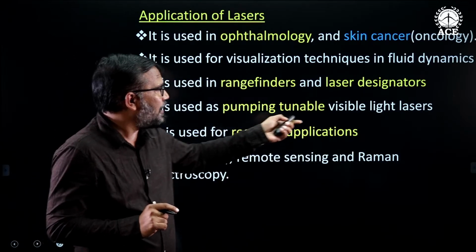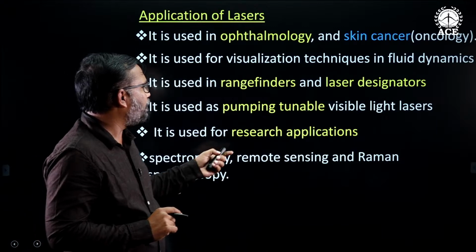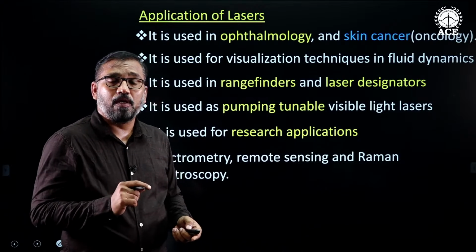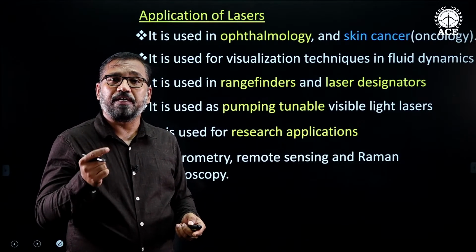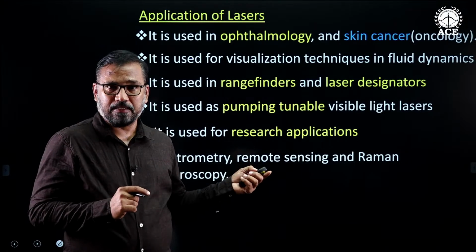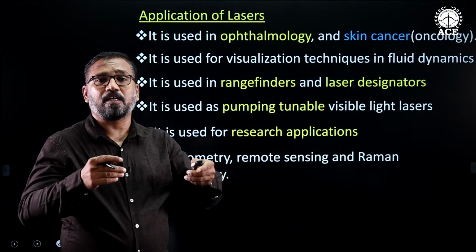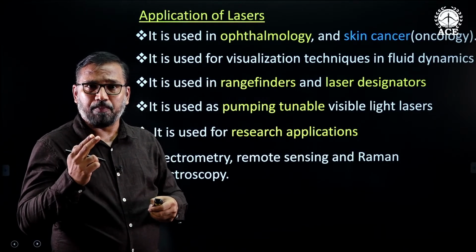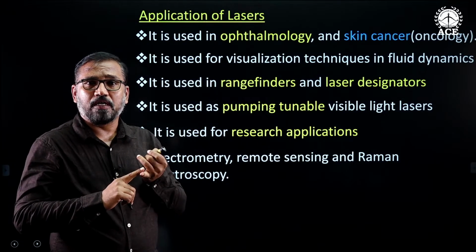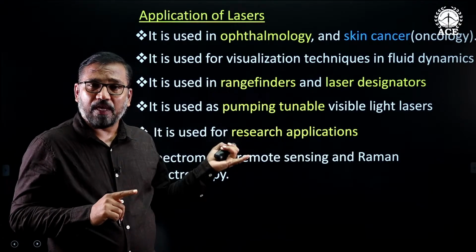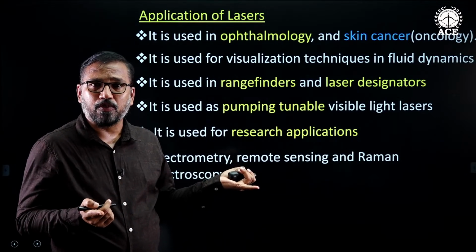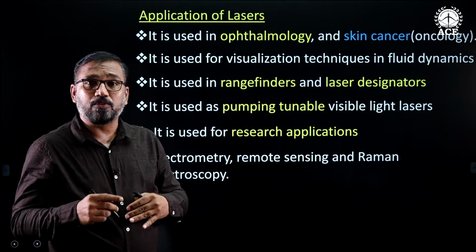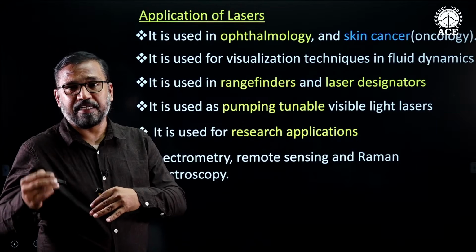Range finders and laser range designators can be done with pumping tunable visible light lasers. So for pumping purposes also we can use lasers. Pumping means excitation of atoms from the lower energy level to higher energy levels. Up to now we studied 2 types of pumping. For the ruby laser we studied the xenon flash lamp. For the ND-YAG laser, we can use the xenon flash lamp and also a krypton flash lamp. That is optical pumping. Sometimes we can use lasers for pumping also, for excitation of the atoms.